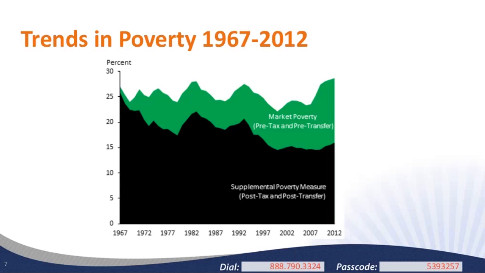Government has done a lot to reduce poverty since the 1960s, even if we could argue that it could do more. So what we'll do today is help you understand what the most effective of those federal anti-poverty programs are. Talk a little bit about how they work, who's eligible for them, and what effects they have on poverty. So let's talk about what those most important programs are.